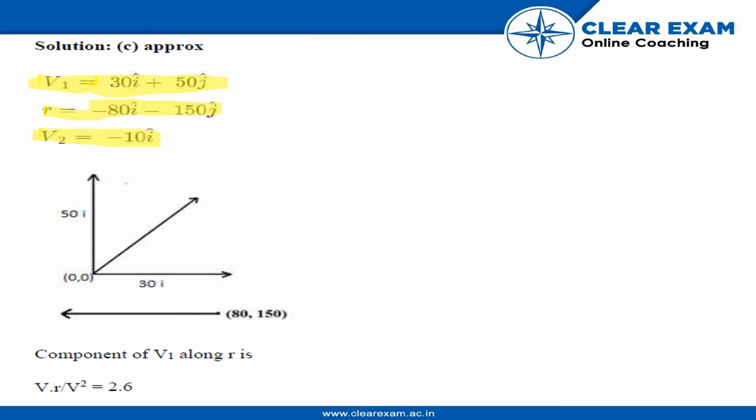So we'll use this formula: the dot product of v and r divided by v squared, where v is the modulus of v. The dot product will be between v1 and r, that is 30 i cap + 50 j cap and -80 i cap - 150 j cap. And we'll find the modulus of v1, that is 30 i cap + 50 j cap. After putting these values and solving, we will get 2.6. So option C would be the correct option.